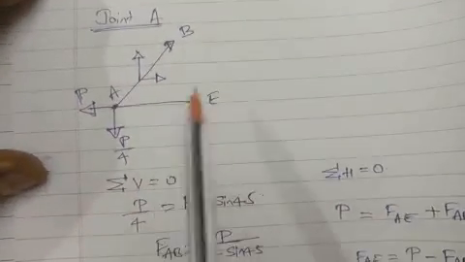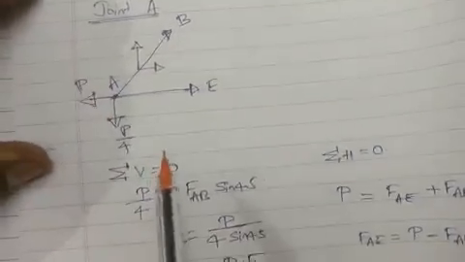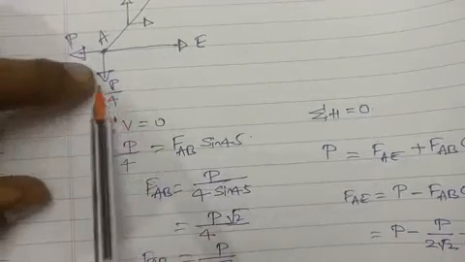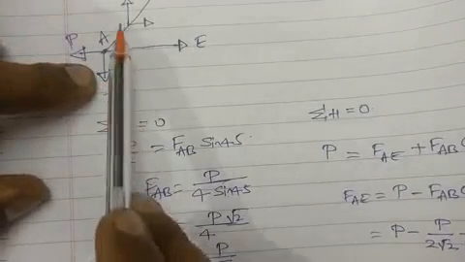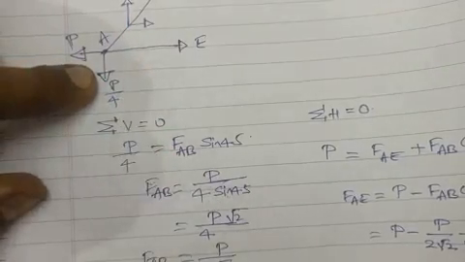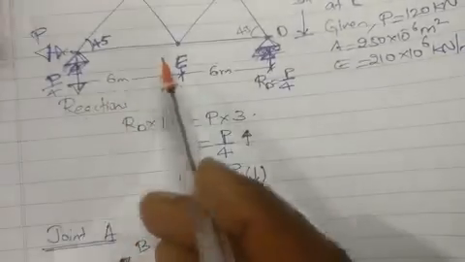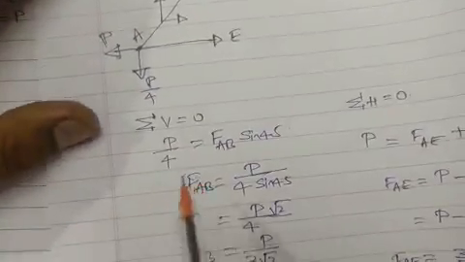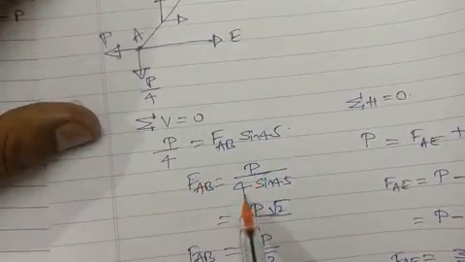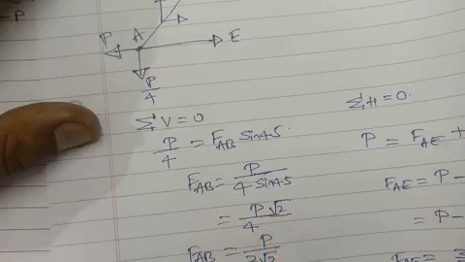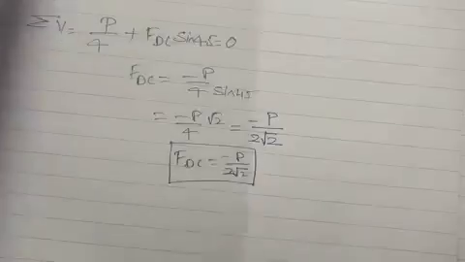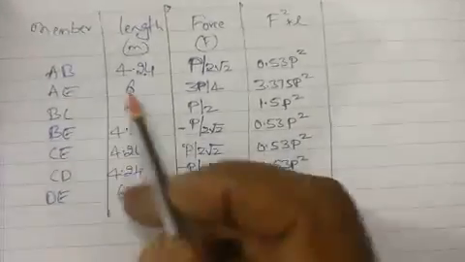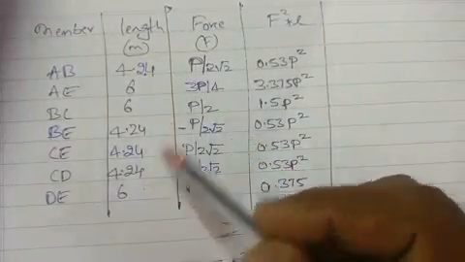In joint A, we have drawn the free body diagram. First, sum of vertical forces is equal to 0. One force downwards is P by 4 and the upward force is F_AB sin 45. Again 45 here because it is already given in the problem. So you have F_AB is equal to P by 4 divided by sin 45, which results in P by 2 root 2. So we will draw the table column like this. We have given all the lengths here, then P by 2 root 2.